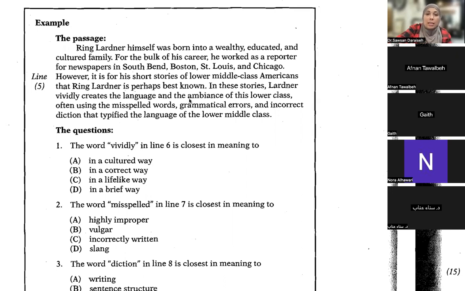The language and the ambience of this lower class, often using misspelled words. Look what they do. They use the words misspelled. What does that mean, misspelled? Who knows? Tell me. I want to see your hands up. What, guys? It has spelling mistakes. Yeah, why? Do you know why? Maybe because this class is uneducated. Yeah, because that's how they speak.